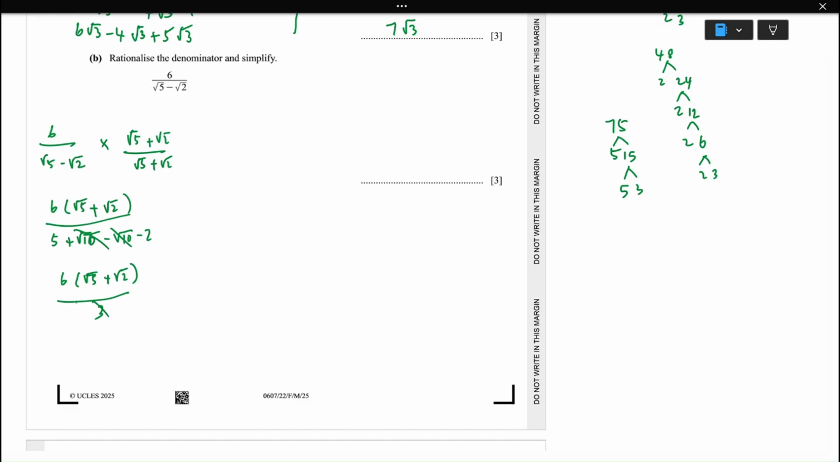So we can simplify the 3 with the 6, and this is 2. When you multiply, the answer is going to be 2 root 5 plus 2 root 2. We can leave the answer as 2 times root 5 plus root 2, or we can expand it as 2 root 5 plus 2 root 2. So that is the final answer.